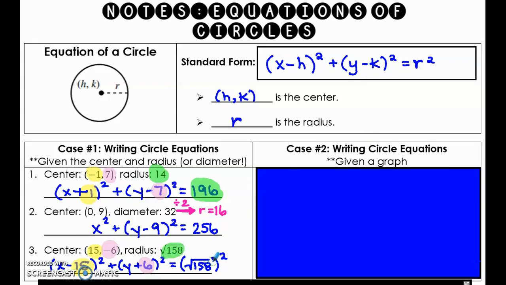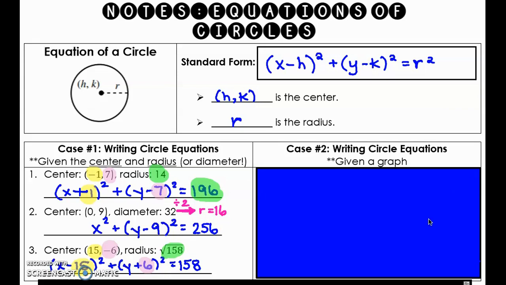I plug that in and make sure to square it because it's not just r, it's equal to r squared. What happens when I square the square root of 158 is it actually cancels out the radical. I can write this in the end as just a plain 158. That's what happens when I have a square root and I square that radical number. So this will come out to be equal to just plain 158. So my equation reads (x - 15)² + (y + 6)² = 158.